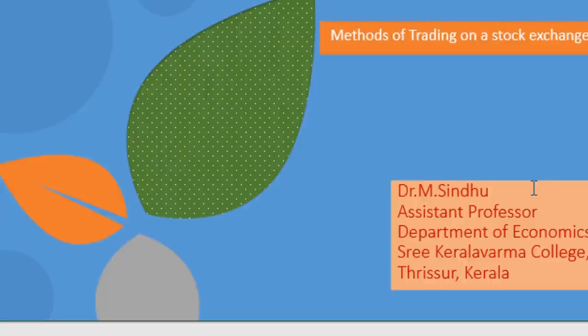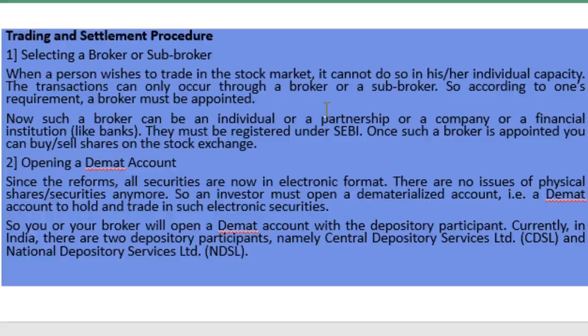Welcome, you all. Here we will discuss the methods of trading on a stock exchange. Trading and settlement procedures are given here. First method is selecting a broker or sub-broker.